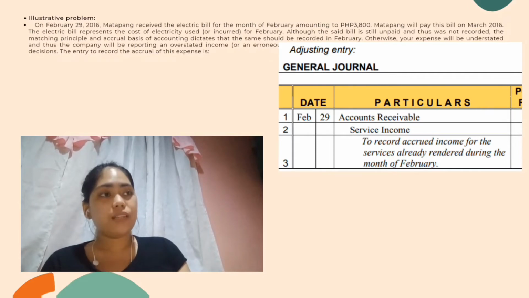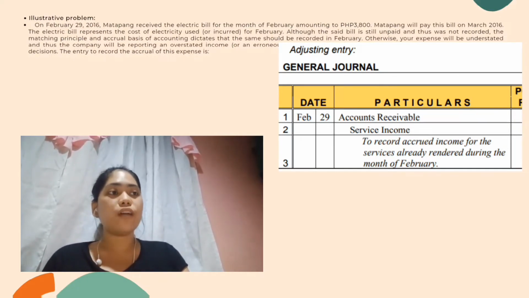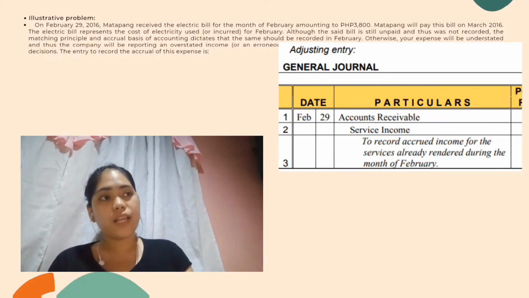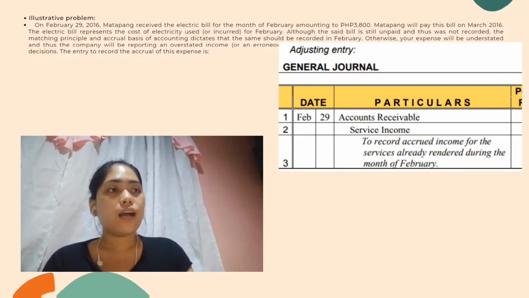The electric bill represents the cost of electricity used or incurred for February. Although the said bill is still unpaid and thus was not recorded, the matching principle and accrual basis of accounting dictate that the same should be recorded in February. Otherwise, your expense will be understated and thus the company will be reporting an overstated income or an erroneous income. Needless to say, erroneous information may lead to wrong decisions.